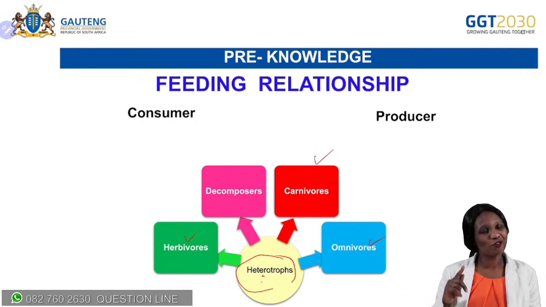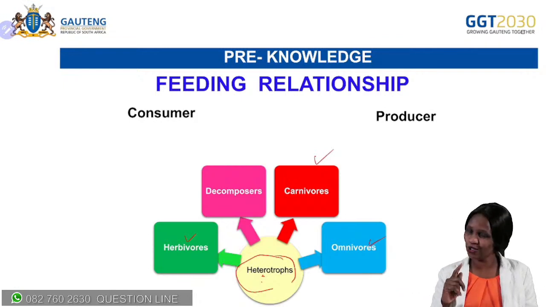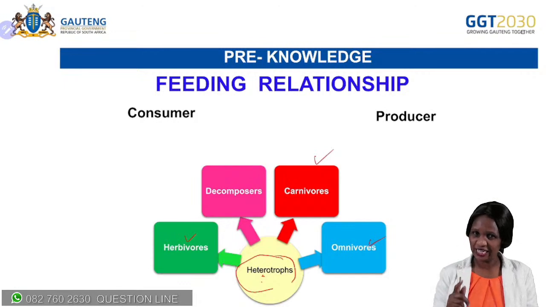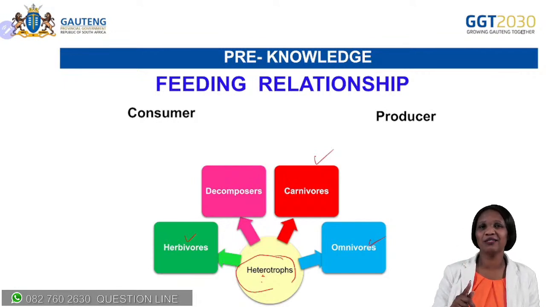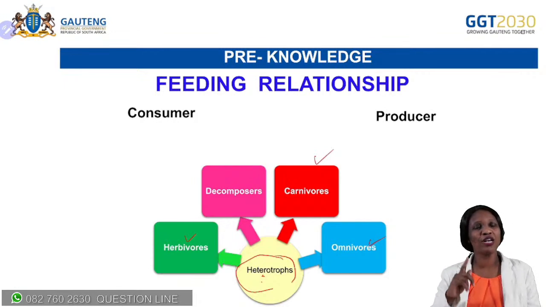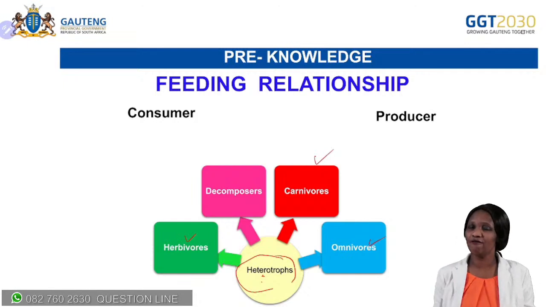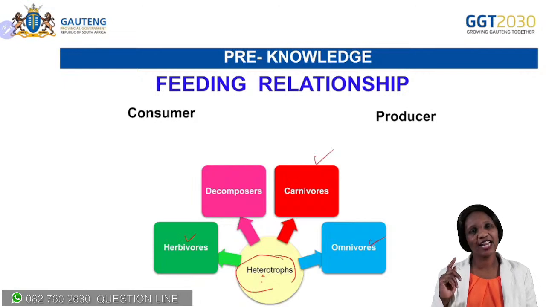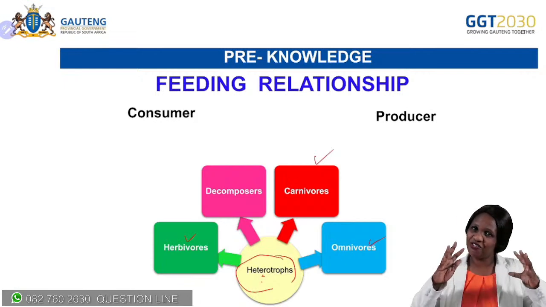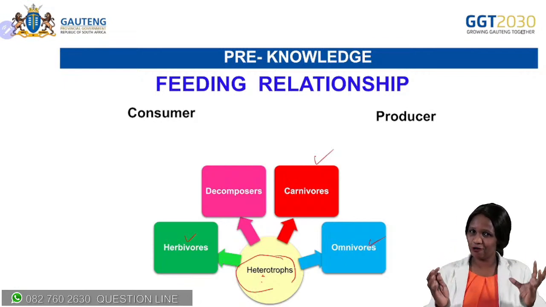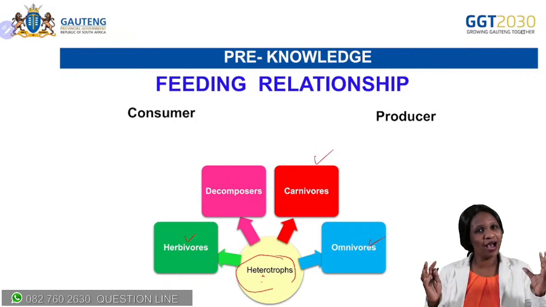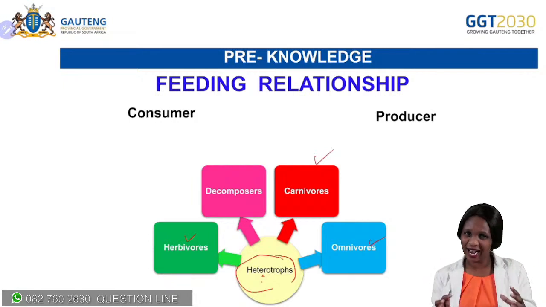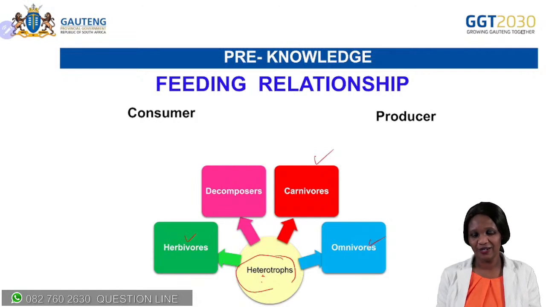And then we've got insectivores. They are also carnivores. Insectivores are those organisms that feed on insects and small invertebrates. For example, a chameleon. It is an insectivore. All these are carnivores because they are feeding on other animals.